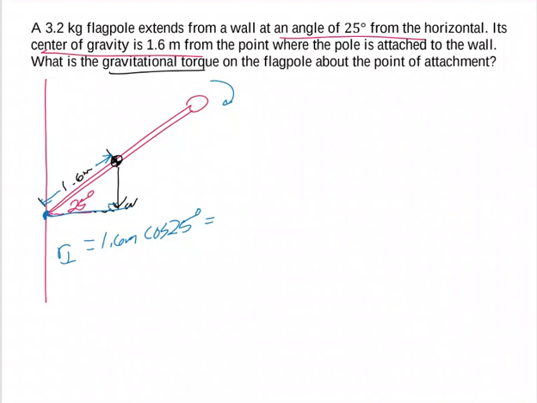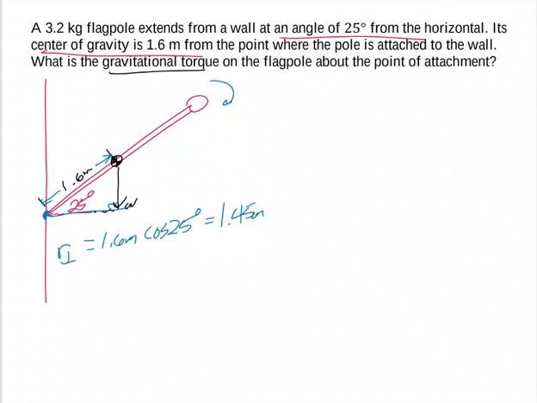Oh, you want to calculate? Yeah, we need it. Let me change this to degrees before I decide to do this. Times cosine 25. 1.45. Okay. 1.45 meters is that length.